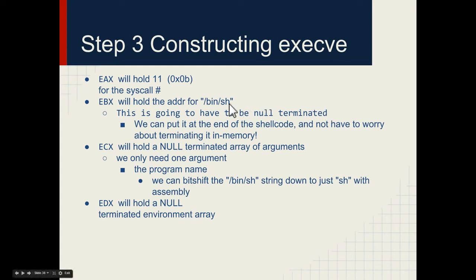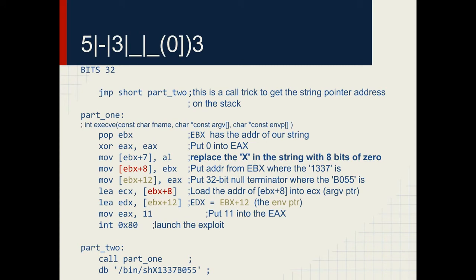So we're going to have to find some way to hold the string /bin/sh and have it be null terminated. And we're also going to have to find some way to hold a null terminated array of arguments. We're only going to need one argument, the program name. And we're also going to have EDX point to a null terminated environment array. So there's a lot of nulls we have to add in. Obviously, we can't just have them statically in there. So let's walk through this assembly code that is not only position independent, but does all of this, almost.